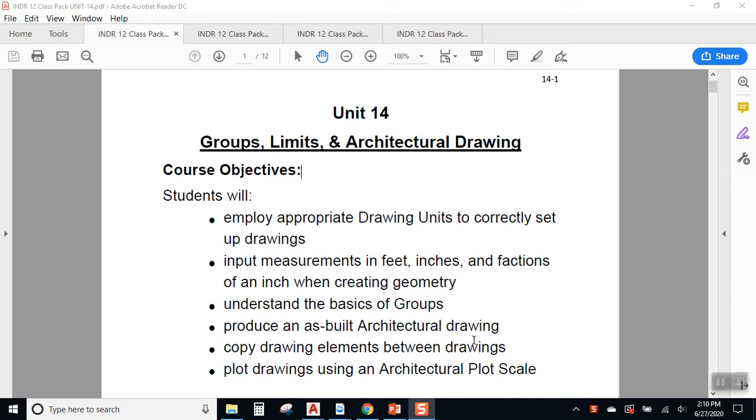Thanks for joining me as we begin our Unit 14 materials on units, groups, blocks, limits, and architectural drawing conventions and standards. Sounds like a lot of stuff, but it all welds together and melds very nicely. So let's talk about units. And when I say units, what do I mean? I mean the measuring system that we're currently using.